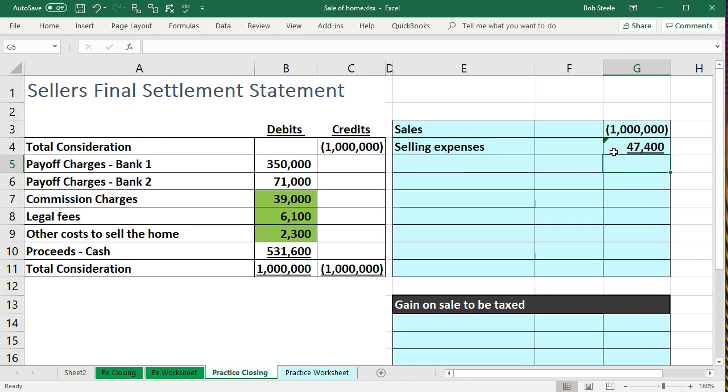So the 1 million minus the 47.4, that's going to be the net sales. So the net sales after the expenses is going to be equal to the sum. This is a subtraction problem, a negative number and a positive number. So 1 million minus the 47.4 is the 952,600. So that's what I would think the net sales would be.